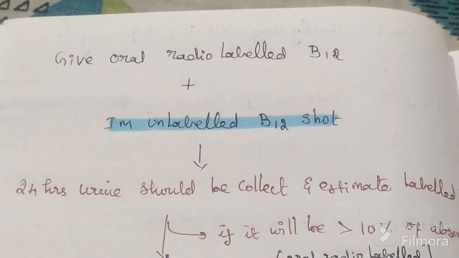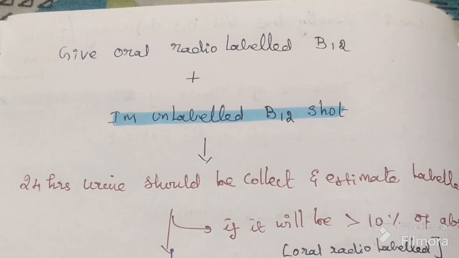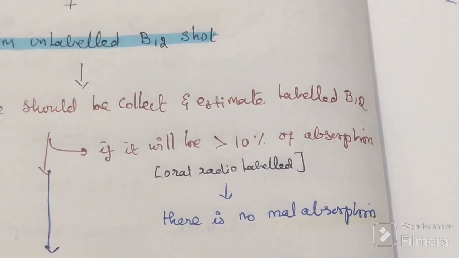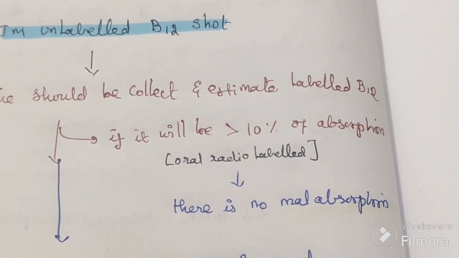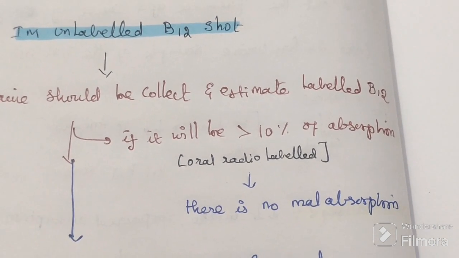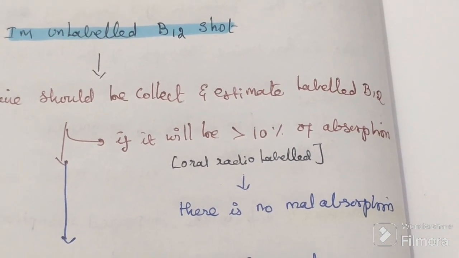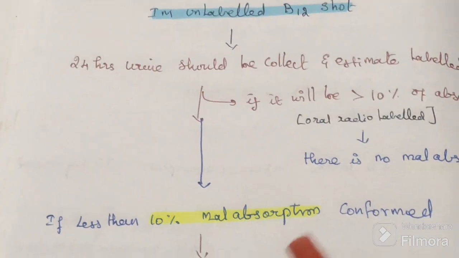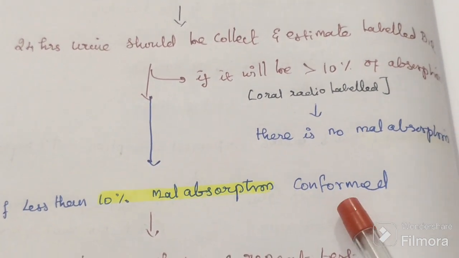So give oral radio labeled vitamin B12 along with an intramuscular unlabeled B12 shot. Then a 24-hour urine should be collected and the labeled B12 estimated. If it is more than 10 percent of the oral radio labeled dose, more than 10 percent absorption, it means there is no malabsorption. Suppose it is less than 10 percent, it means malabsorption is confirmed.